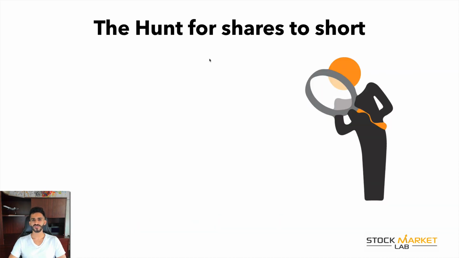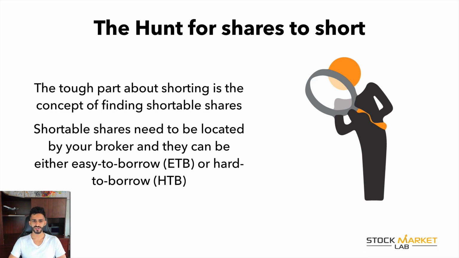Now, a few things you have to keep in mind with shorting is that in order for you to short shares, you have to borrow them. So the tough part about shorting is the concept of finding shortable shares. Shortable shares need to be located by your broker, and they can be either easy to borrow, ETB, or hard to borrow. Now, that's the tough part about shorting, right? If you want to short shares, remember, you have to borrow them. If you have to borrow them, the brokers sometimes may not have them. And if they don't have them, those shares are HTB.